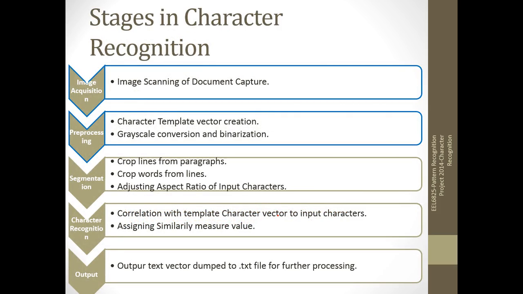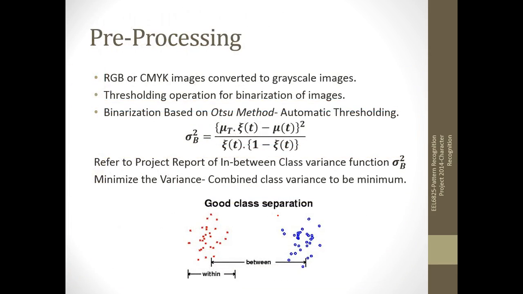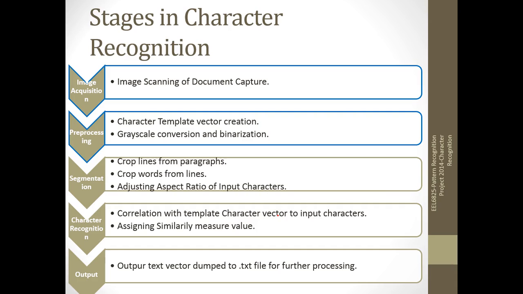So the second part is character template vector creation, grayscale conversion and binarization. So the template creation, as I have explained before, each letter of the English alphabet has to be stored in the library, and those are called templates, and that has to be compared with each and every scanned letter. So the second part is grayscale conversion. The image that we have has to be converted onto grayscale, and then we have to convert it to a binary image, which is basically either black or white.